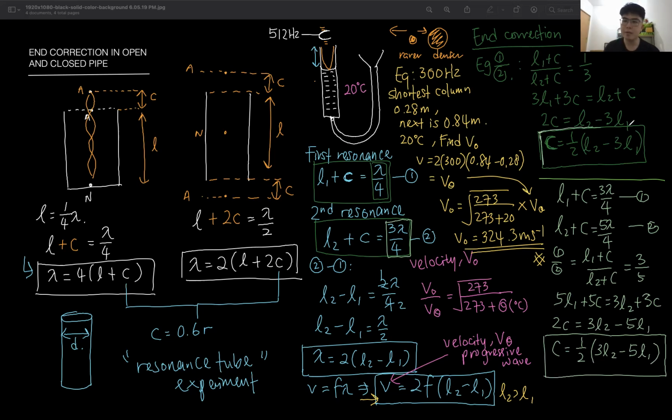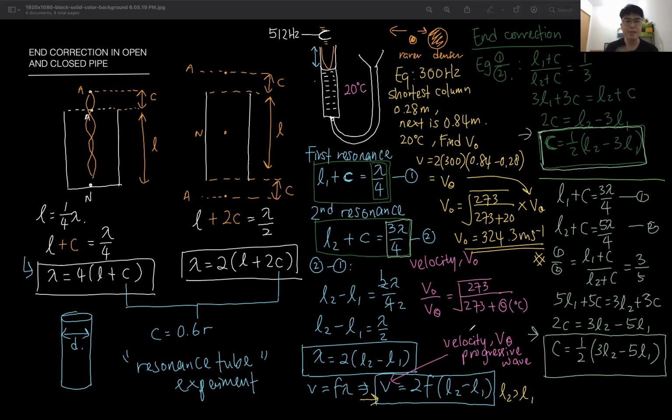Why did I get 2 equations? The first one is based on the assumption that the first position of resonance is the fundamental. That's why I take these 2 equations. The second one is the end correction if the first position is the next one, right? The second harmonic, not the fundamental. Okay, this is pattern 2 and pattern 3. The first one is pattern 1 and pattern 2.